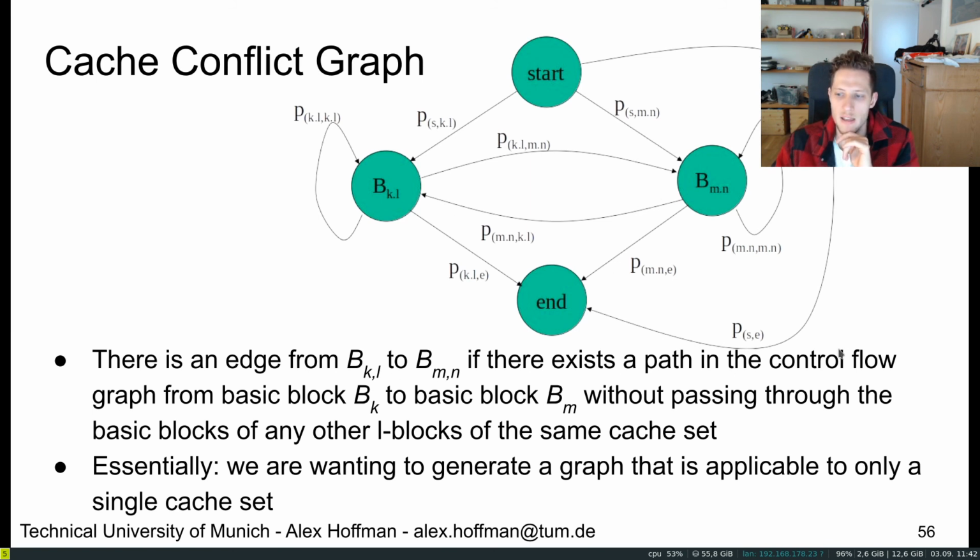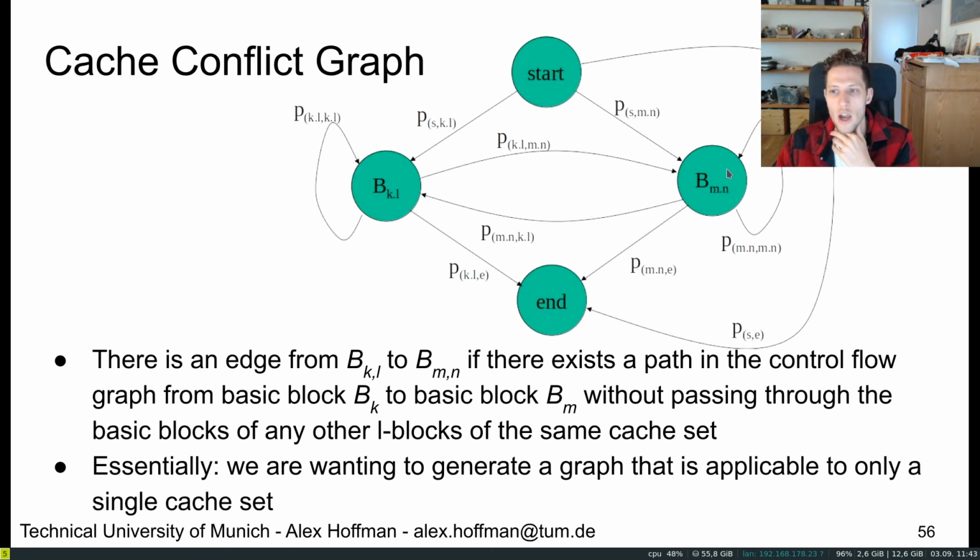If there exists a path in the control flow graph from basic blocks K to basic blocks M without passing through any other basic blocks of any other L blocks of the same cache set. So what it's saying is that we're mapping essentially executions from one basic block's code portion of a certain cache line to another basic block's portion on the same cache line, if it doesn't go through any other instructions that are on the same cache line, meaning we can't skip the execution of code on that cache line.